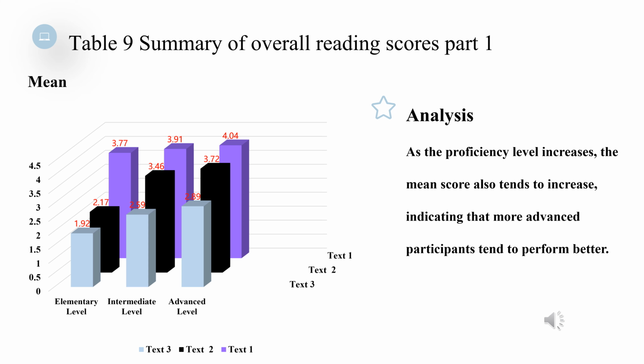as the proficiency level increases, the mean score also tends to increase, indicating that more advanced participants tend to perform better. The results of the study disclosed that the background knowledge was a strong indicator of the participants' reading comprehension. In other words, the participants who had background knowledge performed significantly better than those who lacked it.